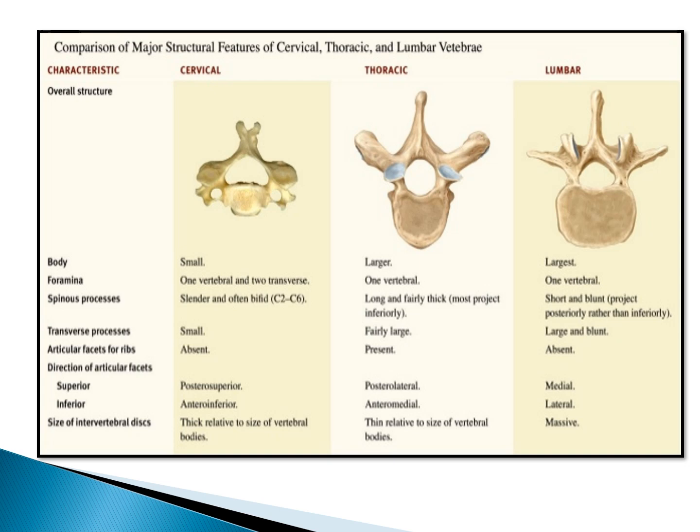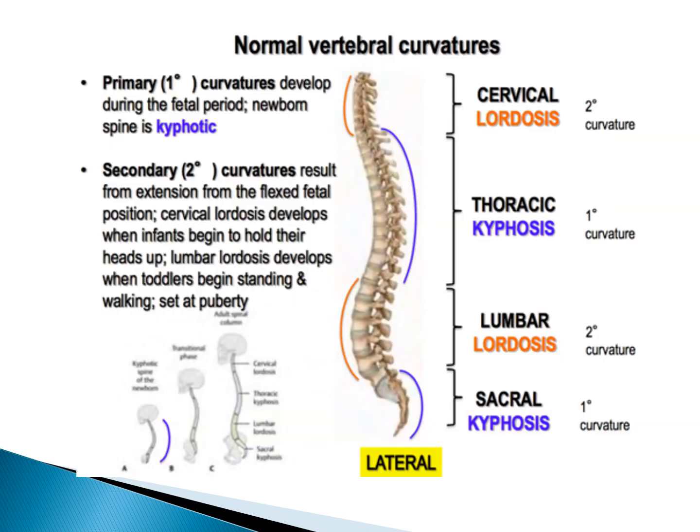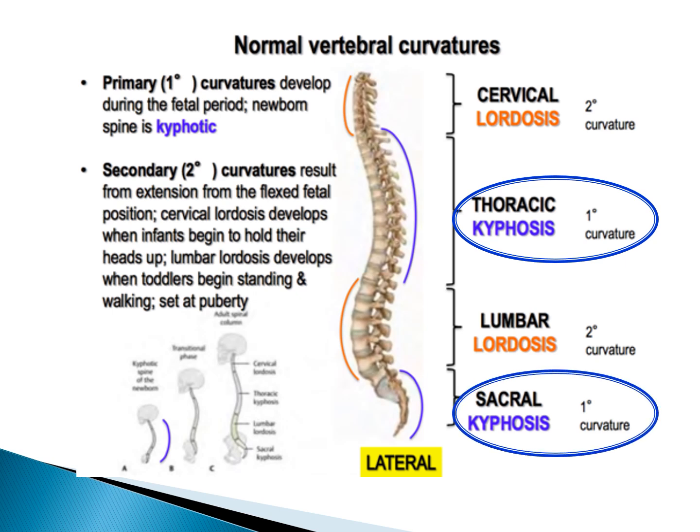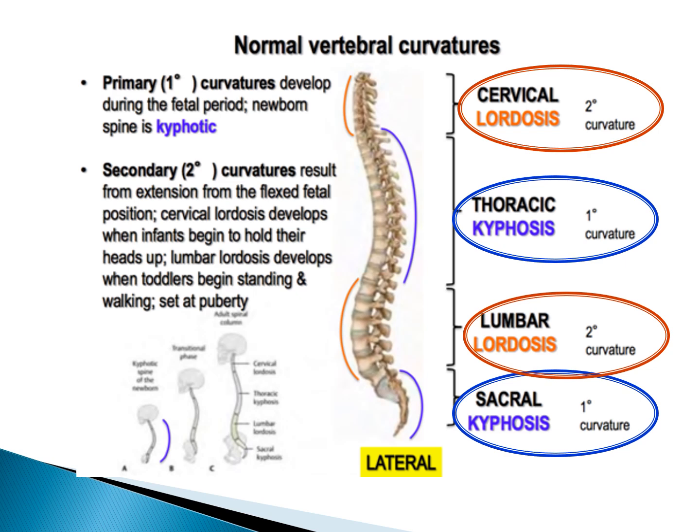These are the major important differences between the cervical vertebra, thoracic vertebra and the lumbar vertebra. So, normal vertebral curvatures. Primary curvatures develop in the fetal period, that is in the thoracic region and in the sacral region. They are kyphotic. Secondary curvatures result after the extension from the flexed fetal position, that is in the cervical region and lumbar region, when the baby starts walking or standing. Cervical region and lumbar region are the secondary curvatures.